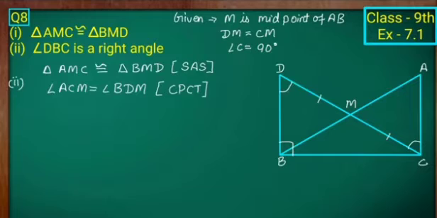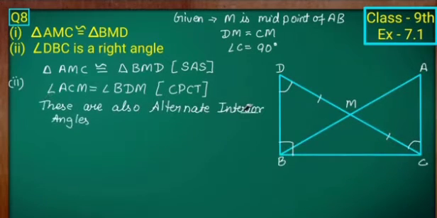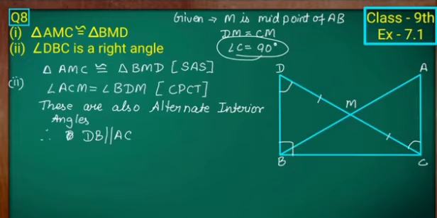Otherwise you can use the rule CPCT, because we already proved triangles DMB and AMC are congruent, so corresponding parts are equal. Then these are also alternate interior angles. Therefore, DB parallel to AC. So DB and AC are parallel lines, DC is a transversal, the alternate angles are equal. You can use this condition, otherwise you can use the CPCT condition. Next, you know that angle C equal to 90 degrees, which is from the given.